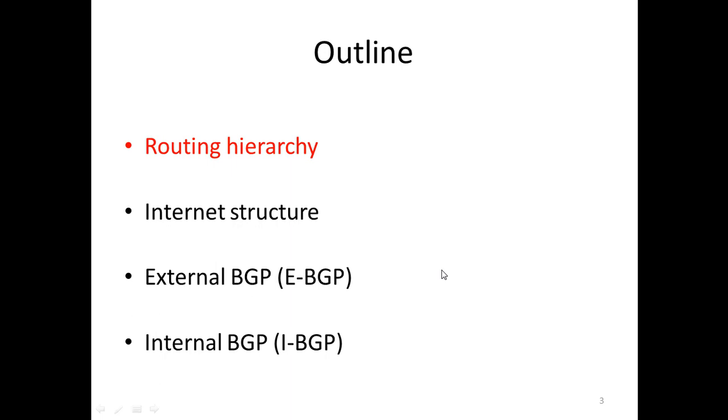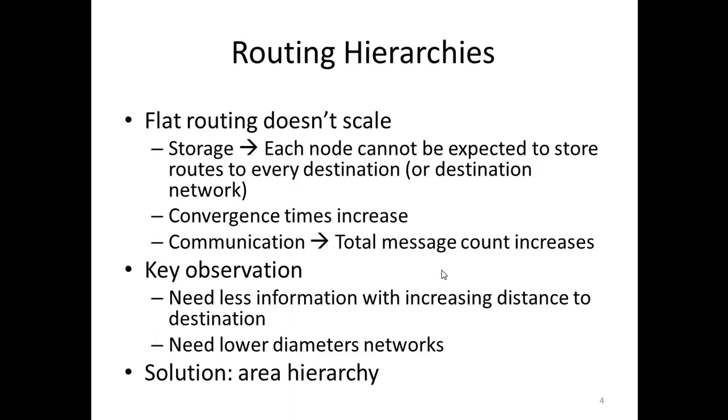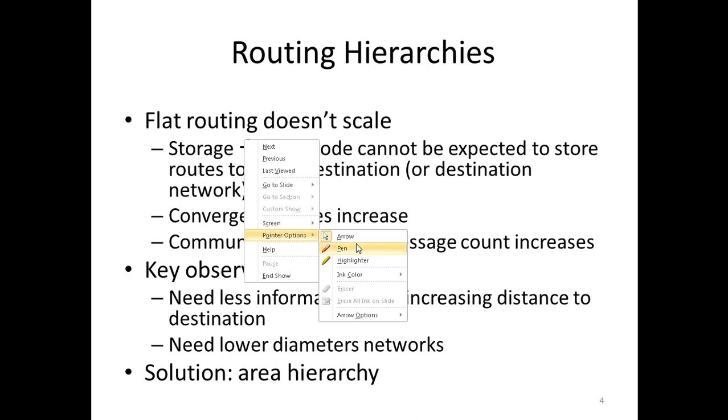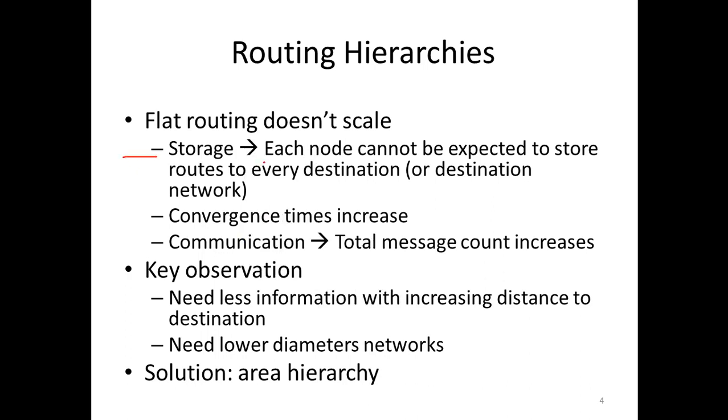Let's talk about the brief outline of today's lecture. The first thing you should know is routing hierarchies. The first thing is that flat routing doesn't scale. The major thing you always look at is storage, and each node cannot be expected to store multiple routes for every destination. Similarly, the convergence time increases, and if you have no alternate paths, the convergence time will definitely increase, and it will again create the problem of slow convergence that we discussed in the previous protocols.